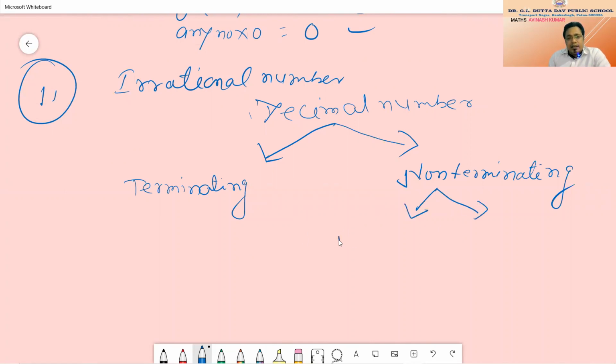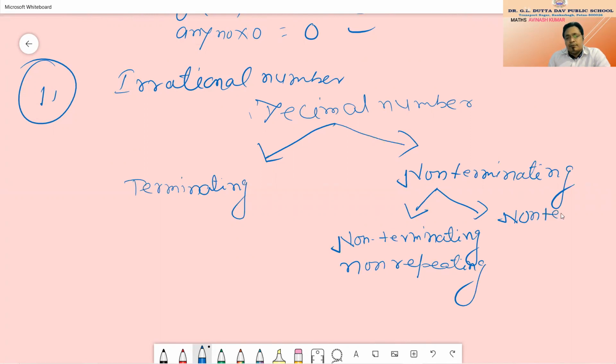One is non-terminating, non-repeating decimal number. And the second type is non-terminating, repeating decimal. Students, what do you mean by a terminating decimal number?